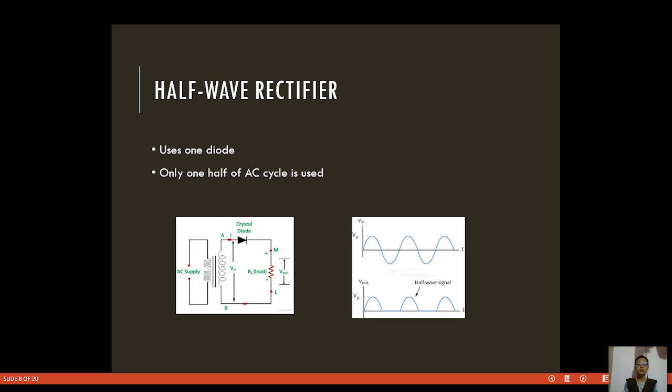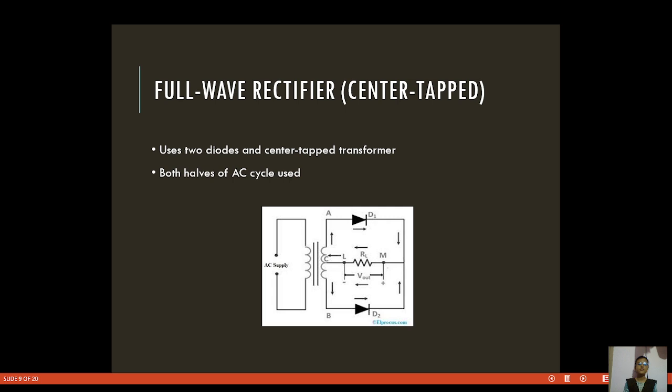To compensate for it, we have introduced the full wave rectifier, the center tapped rectifier. Here we use two diodes and a center tapped transformer. Both half cycles of the AC are used. But it is not the most efficient; the most efficient is the full bridge rectifier, which we will discuss next. Here in the center tapped full wave rectifier, we use only two diodes: the first diode is here and the second diode is here.